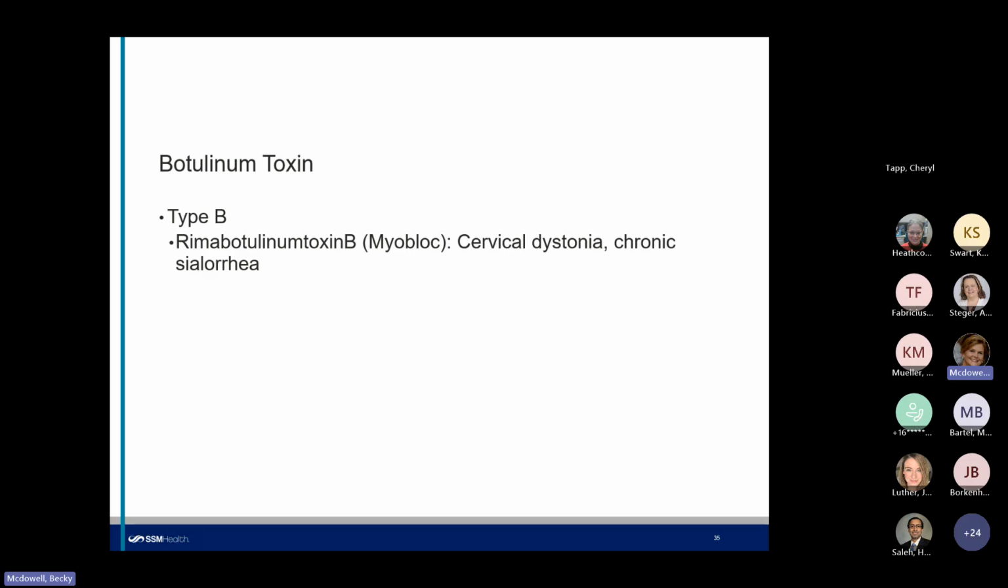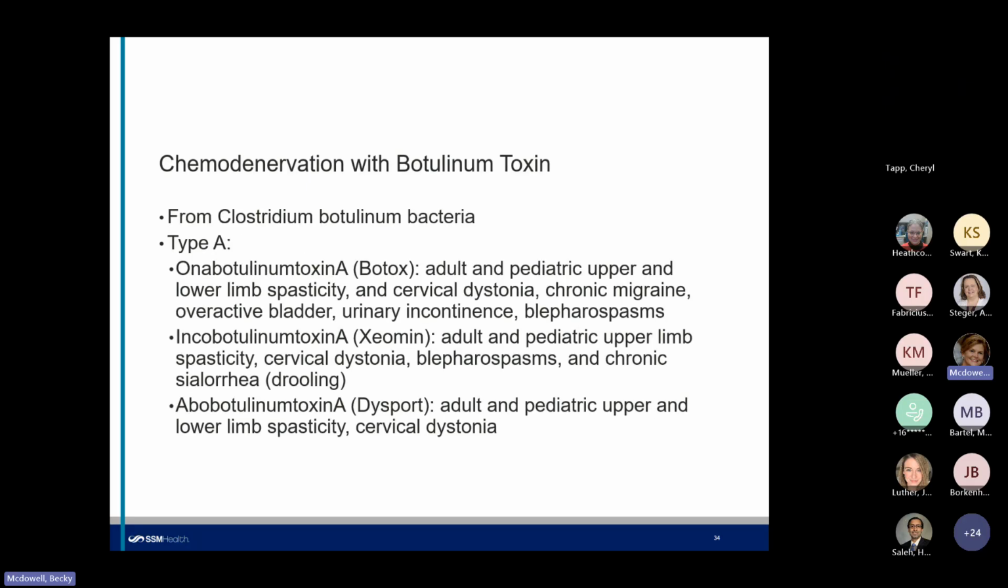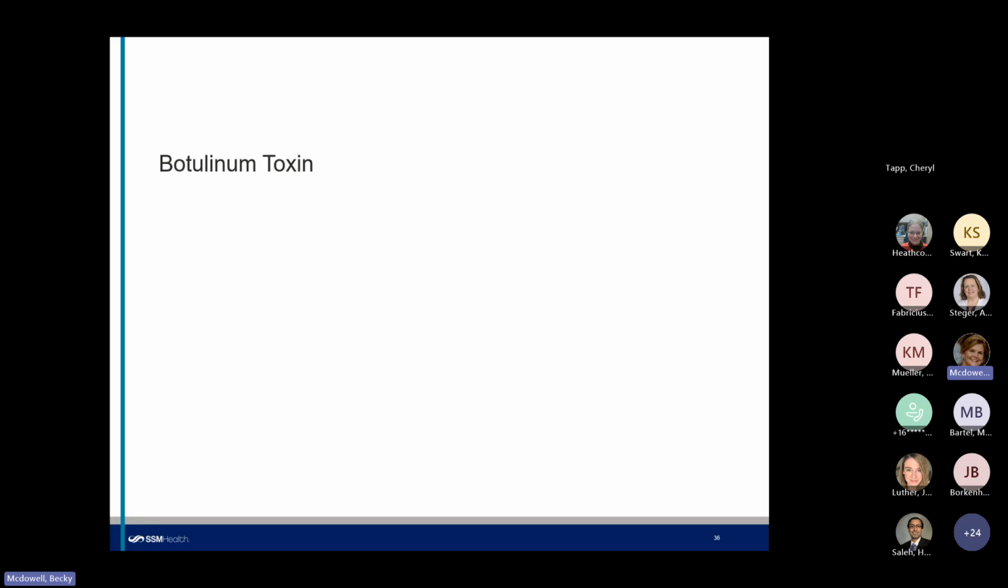I have seen or used all these at some point in my practice, most of them during residency. I trained down in Milwaukee with John McGuire, who's kind of a spasticity guru in the pediatric department. We've used rimabotulinumtoxin B mostly for sialorrhea, for kids with CP and other diagnoses, usually for excessive drooling. All the rest I've used for spasticity in the upper and lower extremities. The one I use the most is onabotulinumtoxin A, just because I'm the most familiar with it, so that's my preference.